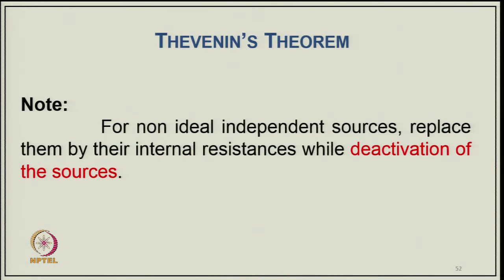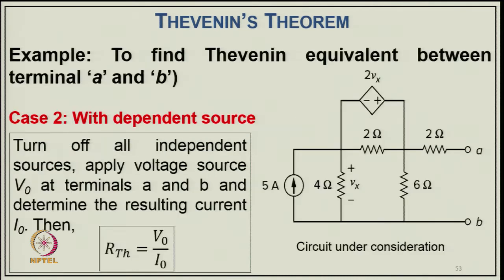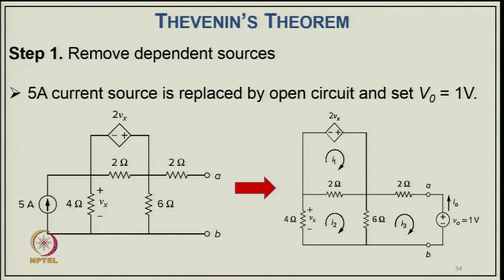The note here is that for non-ideal independent sources, replace them by their internal resistance while deactivating the sources. The example is to find the Thevenin equivalent between terminals A and B, and here we have a dependent voltage source. So turn off all the independent sources, apply the voltage V0 at the terminals A B, and then determine the resulting current I0. Then RTH will be V0 upon I0. From this circuit, the 5 ampere current source is replaced by an open circuit.